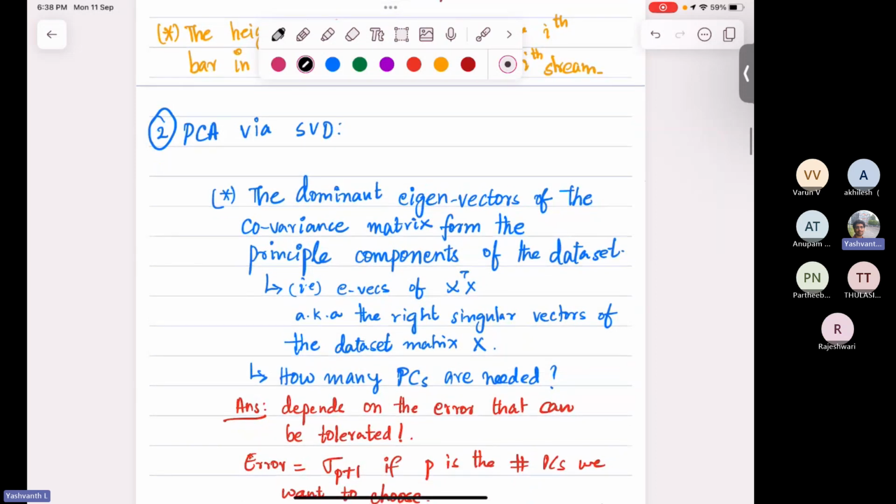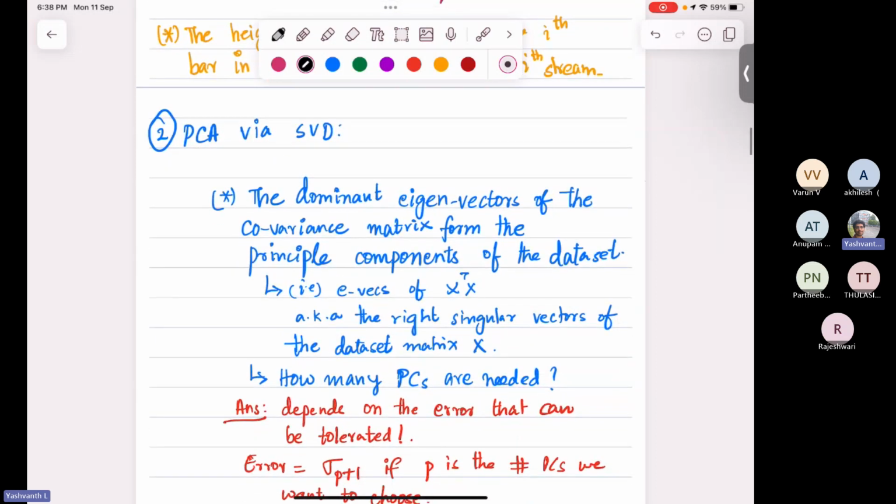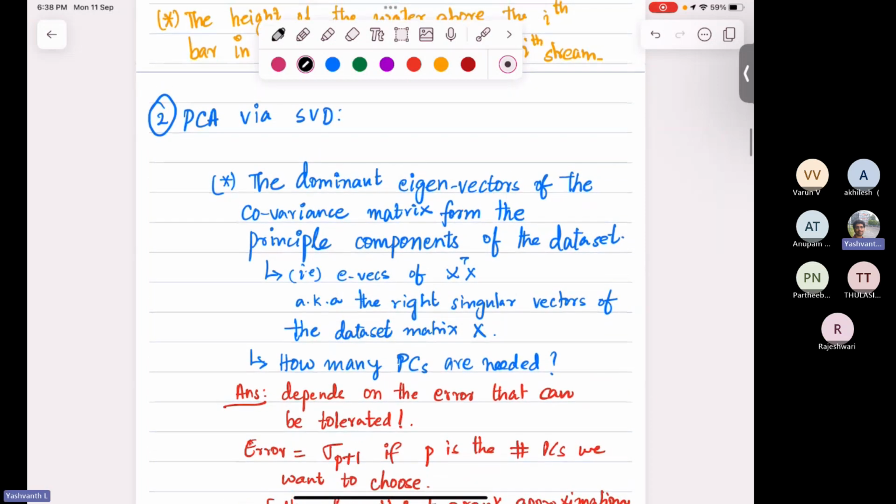Now the second, we are going a little late, a little slow. Maybe we will quickly go over it now. The second point that was discussed was PCA via SVD. This I think should have been a little easier, in the sense that we have already discussed PCA in the previous sessions.